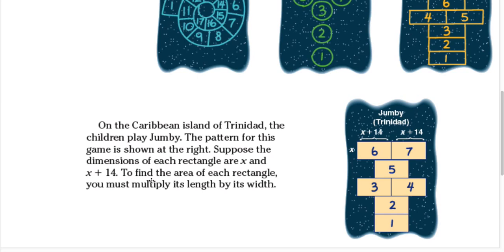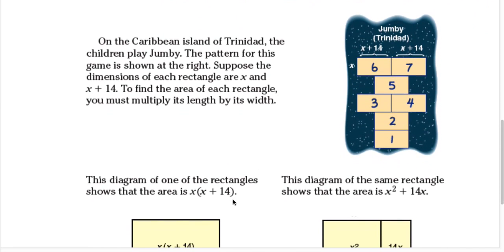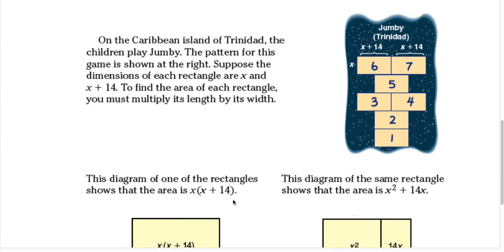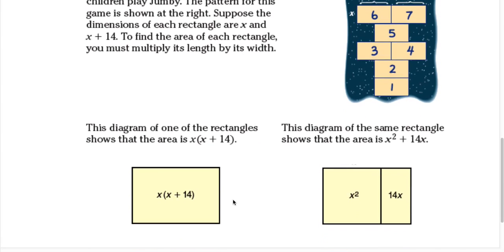Suppose the dimensions of each rectangle are x and x plus 14. So all of these are x and x plus 14. Find the area of each rectangle. To be able to find the area of each rectangle, you must multiply the length by its width. We can make two types of diagram for this one in the game Jumbi. This diagram of one of the rectangles shows the area x times x plus 14, because this can be x, and this is x plus 14, which will give you the product of x times x plus 14.